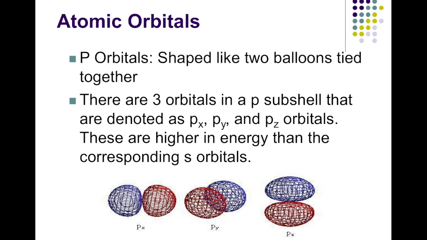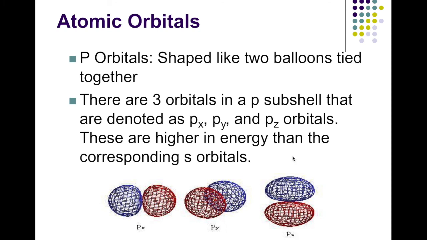Now let's move on to p orbitals. P orbitals are basically shaped like two balloons tied together. Nice and easy. There are 3 of these orbitals in a p subshell, denoted as px, py, and pz orbitals, based on a 3D representation. So px is aligned on the x-axis, py is aligned on the y-axis, and pz is represented on the z-axis.